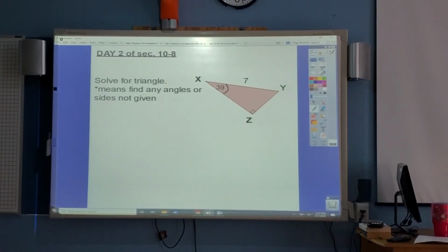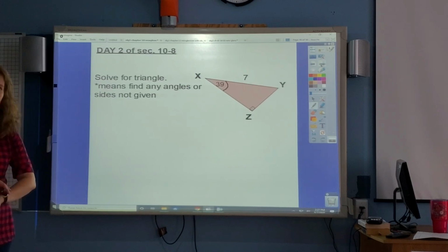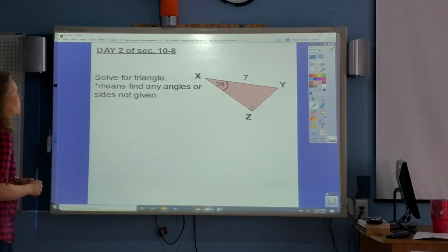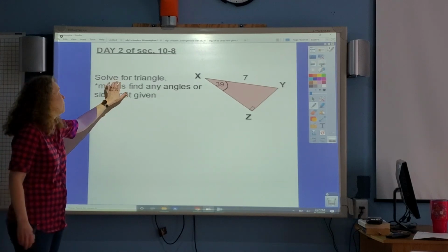Okay, this is the second day of trig ratios. You're going to get a different type of problem today, so I'm going to show you a couple of examples so you can come back and look at them. Your directions today are going to say solve for triangle.